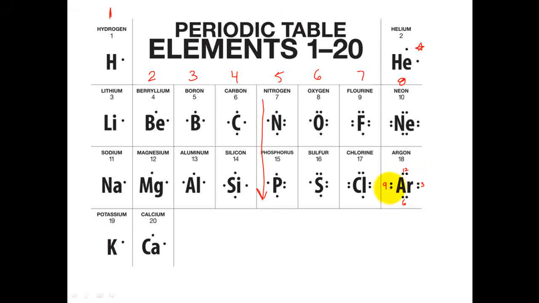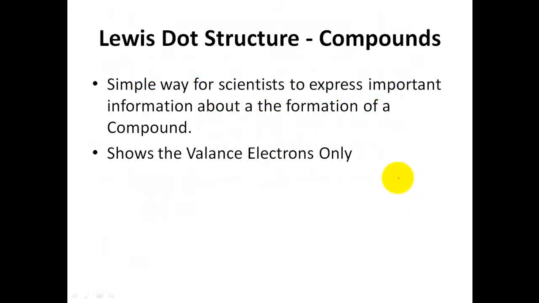Now in order to do ionic compounds using a Lewis dot structure, we first need to know how to do it using the elements alone. Now we're going to start combining them together to form Lewis dot structures for ionic compounds. Once again, this is simply a way for scientists to express important information about the formation of my ionic compound. And the key here is showing the valence electrons only.